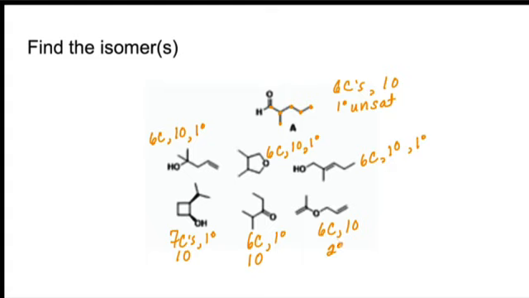And then the last one, 1, 2, 3, 4, 5, 6 carbons, 1 oxygen, 2 degrees of unsaturation. Immediately I can eliminate the 7-carbon compound as an option because it's got too many carbons, and this one as an option because it has too many units of unsaturation. The rest would be constitutional isomers.